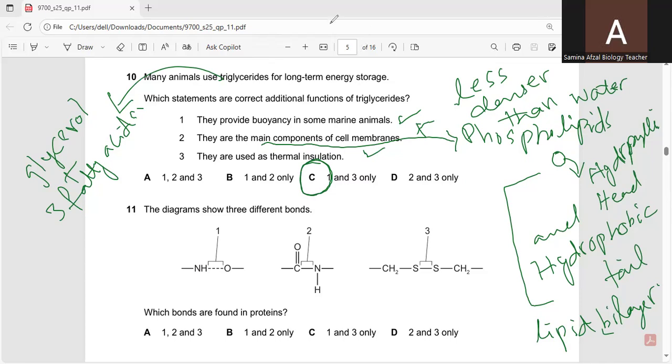Now we will move towards the next question, which is: the diagram shows 3 different bonds. You can see 3 different bonds are there. Which bonds are present in proteins? Here you can see a hydrogen bond. Hydrogen bond is a weak bond because it has been shown with a dotted line. So it is present, and the second bond is the peptide bond.